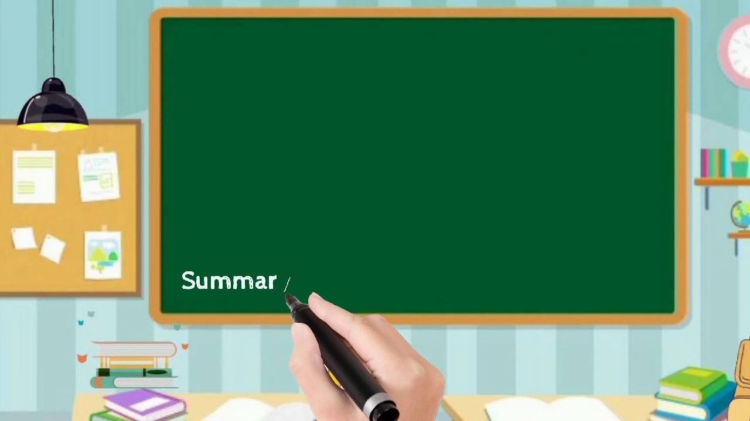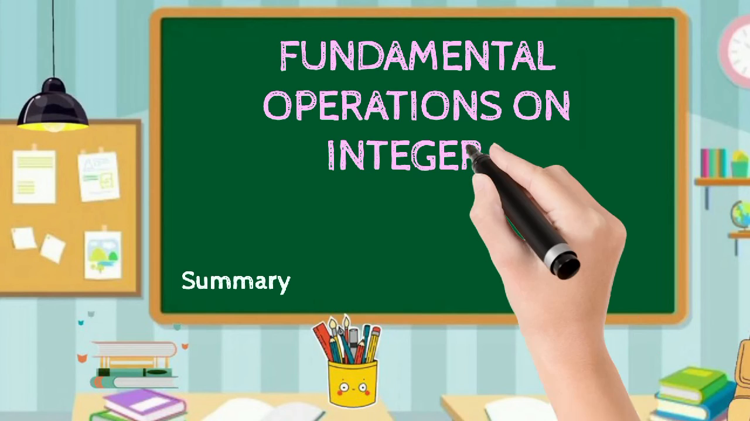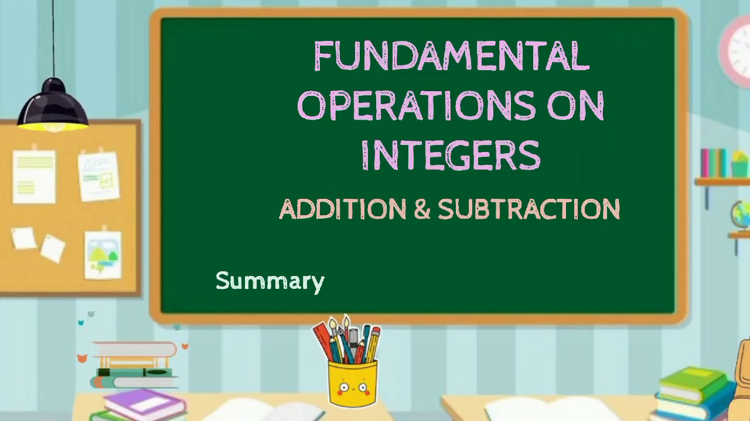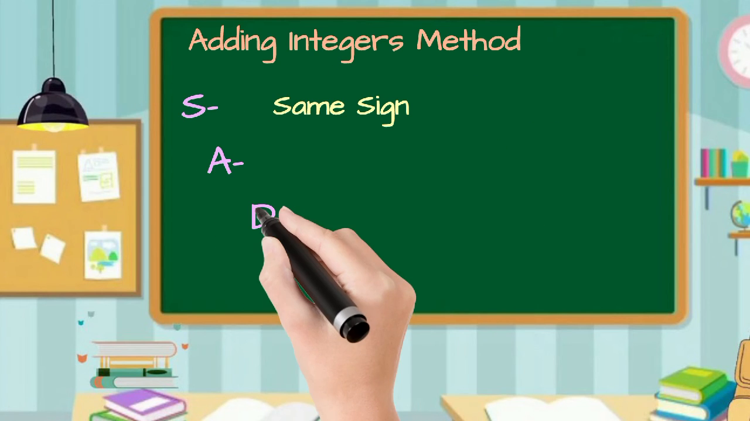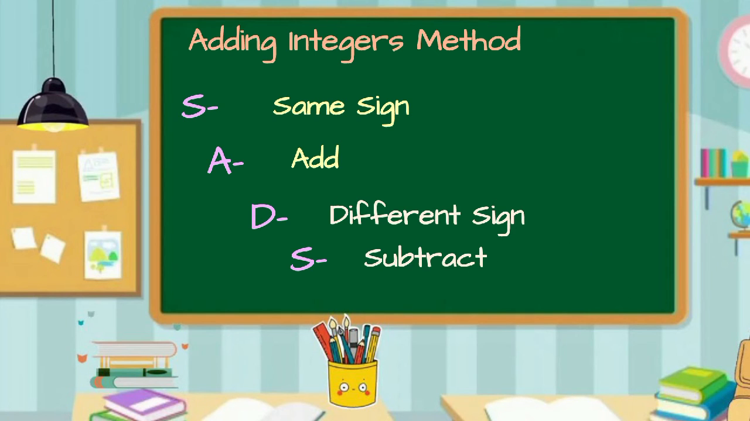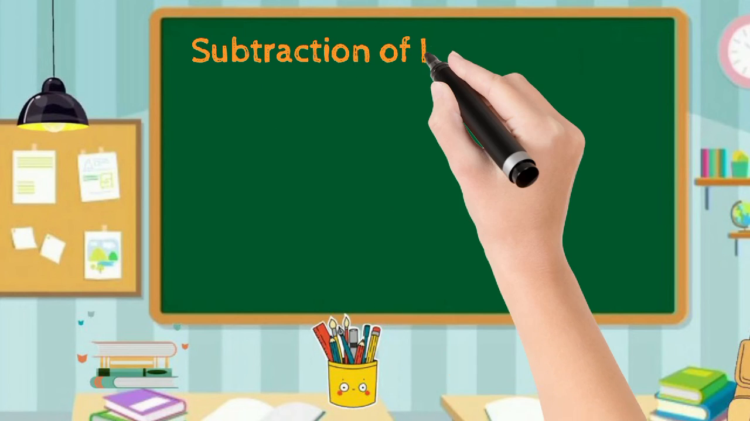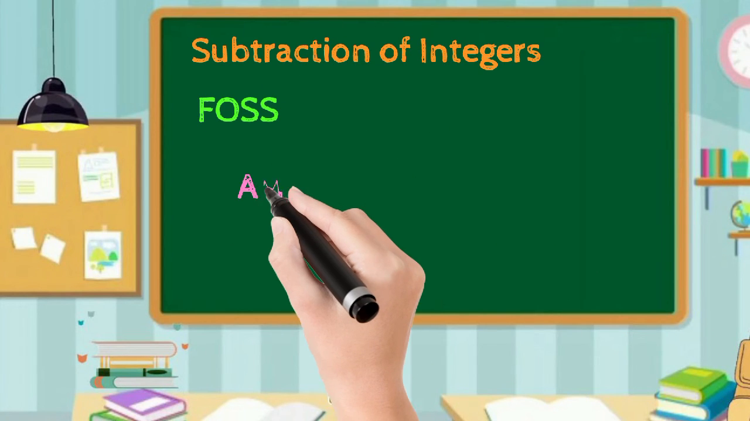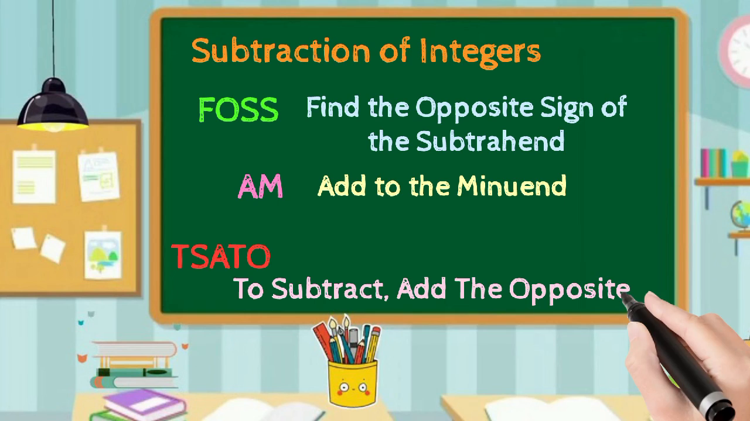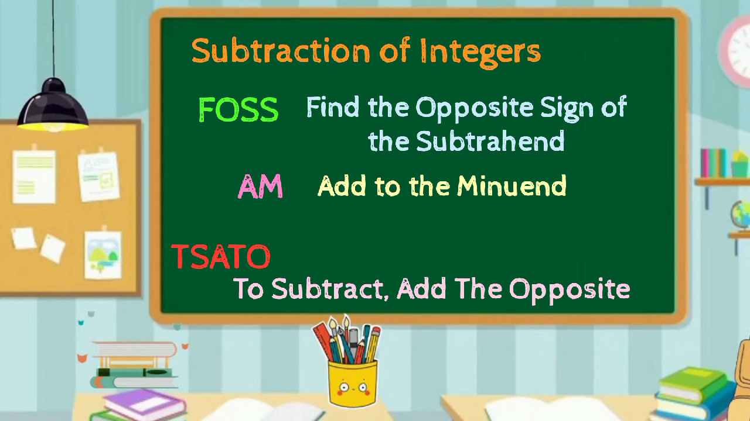At this point, we are going to sum up the first 2 fundamental operations on integers, the addition and subtraction of integers. To add, we have the SADS method. Same sign, add. Different sign, subtract. Then, copy the sign of the greater number. To subtract, we shall use the FOSSAM method. Find the opposite of the subtrahend, then add the minuend, or simply the Chato method. To subtract, add the opposite, then copy the sign of the greater number.